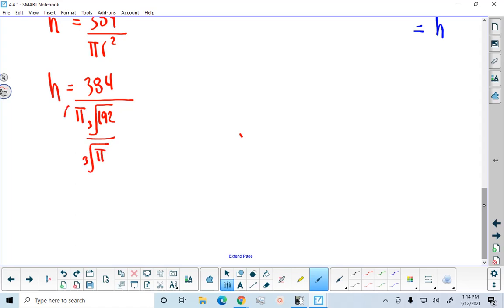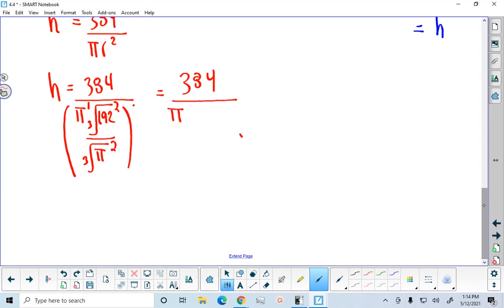So I have a complex fraction here, but that's okay because I have pi to the 1 on the top. Let me rewrite it with exponents. We have 384, and I have to square this, by the way. So I'm going to put the squareds here and here because it's pi r squared on the bottom. So I have my pi.